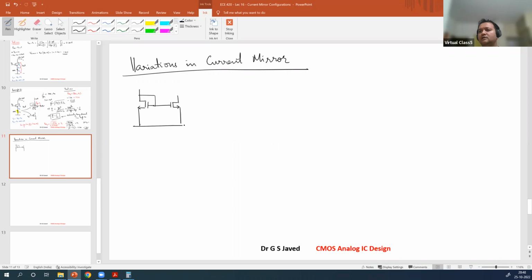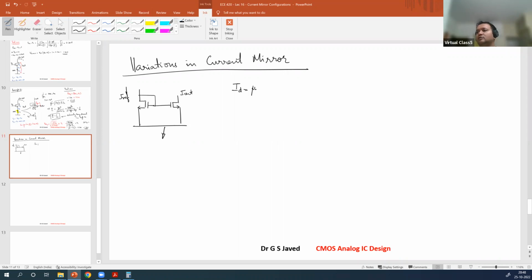This is the simple current mirror, IREF. Now, what all can get varied? Let's do the current equation first.